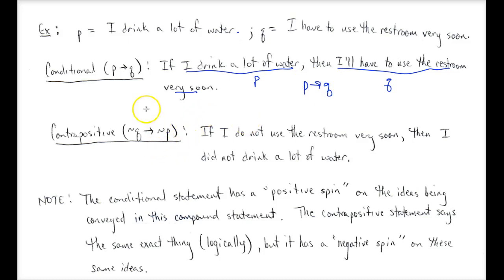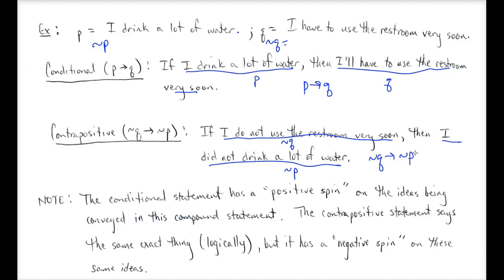Now, contrapositively, what we do is we reverse the letters and negate them. So now we know that not Q is going to be the opposite of this, meaning that you will not have to use the restroom very soon. And not P for this is you do not drink a lot of water. Okay? So here, this statement is going to be the not Q. If I do not use the restroom very soon, then I did not drink a lot of water. That is the not P. And so we can write it that way.